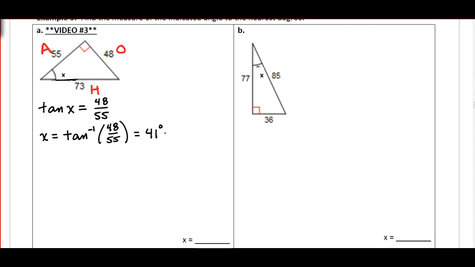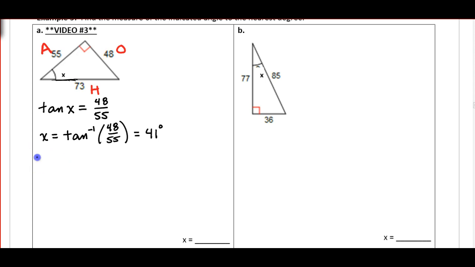Alright, if you're not getting that same answer, make sure that you check in with me. And again, when you're showing your work on quizzes or tests, make sure that you show me this original trig equation, and then make sure that you show me this next equation where you're solving for x, and how you did it using the tan inverse.